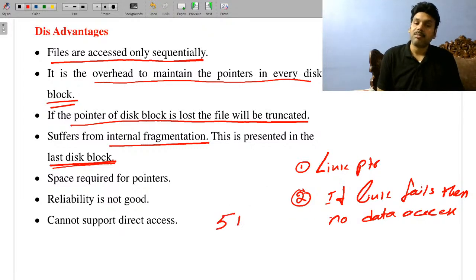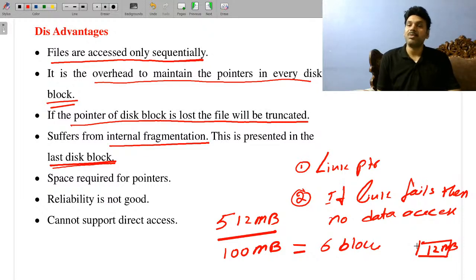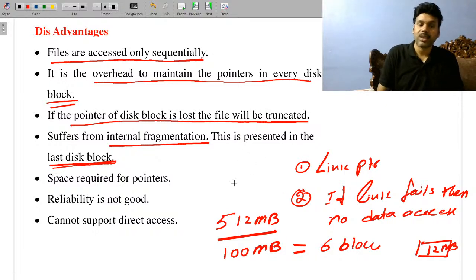For example, assume my file size is 512 MB and my record size is only 100 MB. Therefore, how many blocks do you get? 6 blocks. In the last block, you are going to store only 12 MB. The remaining 88 MB is going to be internal fragmentation. That is the concept of fragmentation, especially in the last block. And you also need space for the pointers.